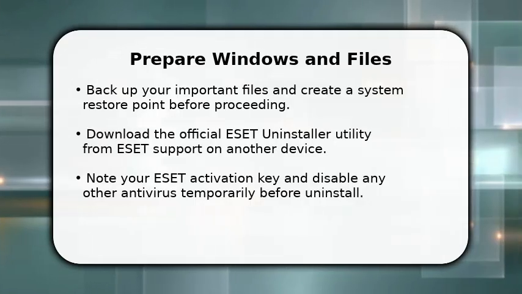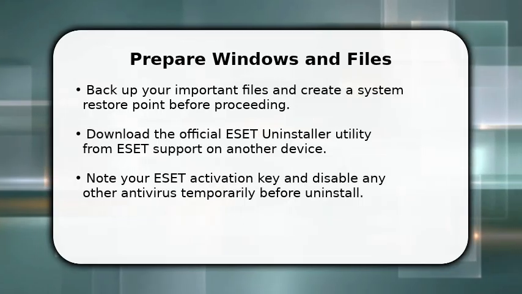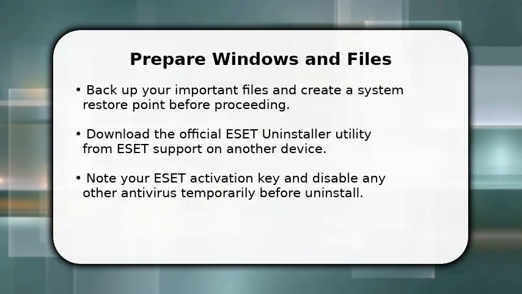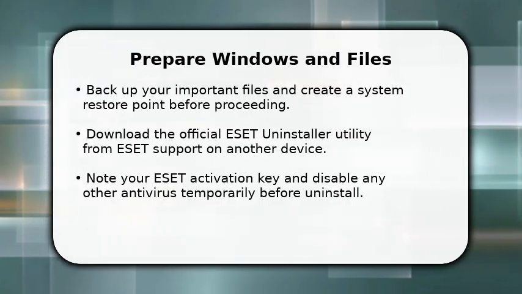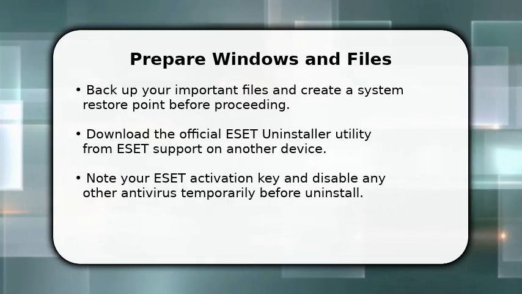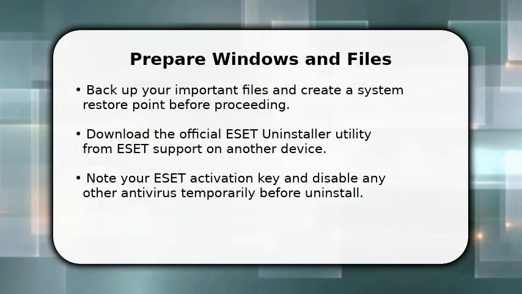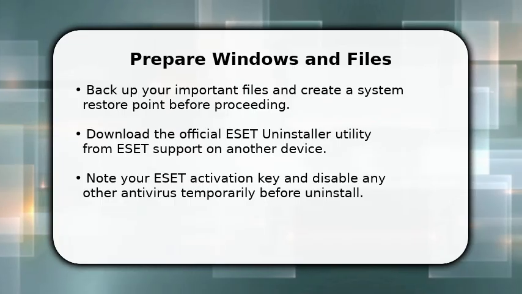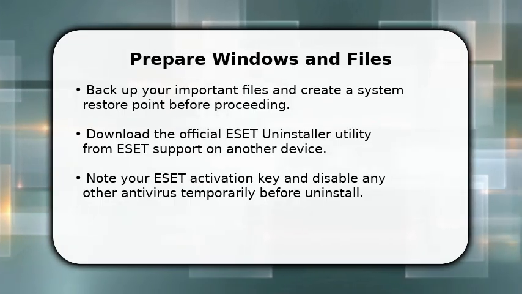Back up your important files and create a system restore point before proceeding. This prevents data loss if something goes wrong during removal. Note your ESET activation key and write it down on paper or save it in a secure file. Download the official ESET uninstaller utility from ESET support on another device and transfer it to the target PC.